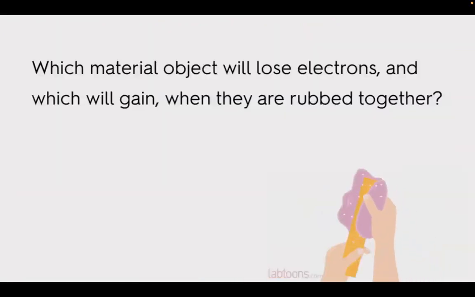Okay, now I have a question for everyone. Which material or object will lose electrons and which will gain when they are rubbed together? How do I know? Does anyone know? The one getting rubbed will lose electrons, and the one that's not moving will gain the electrons. Well, it doesn't depend on that because when you rub them together, it's the same thing. It's not that one of them is not being rubbed. You can say that the cloth is being rubbed to the rod, and the rod is also being rubbed to the cloth, okay?